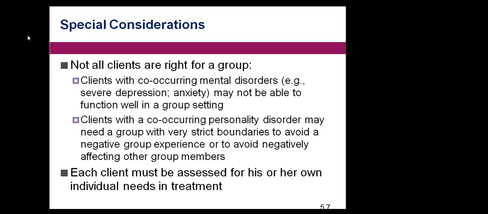Clients with co-occurring personality disorder may need a group with very strict boundaries to avoid a negative group experience or to avoid negatively affecting other group members. Typically, you find some of them, particularly those with dissocial personality disorder, or some people say antisocial, whatever, we see that is labeling the client. Such clients can sometimes be very difficult, and some may have other personalities too, maybe borderline, and they can cause lots of problems in the group. So those ones might need their own separate group, so that they don't influence the others negatively.